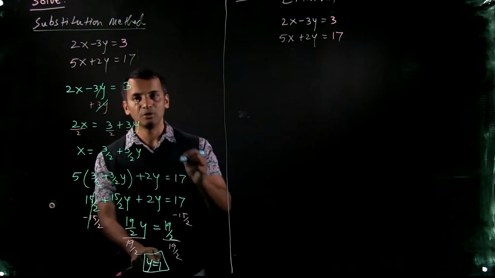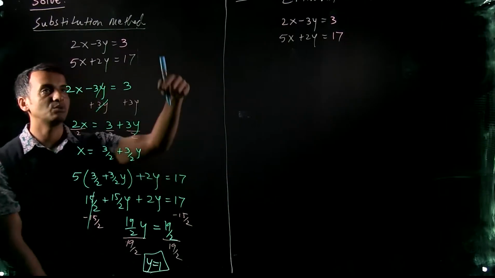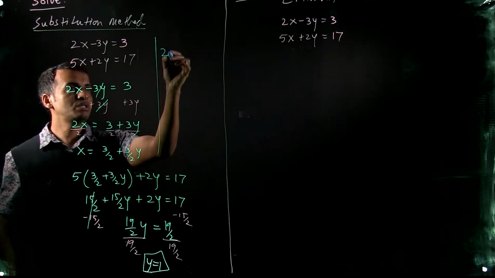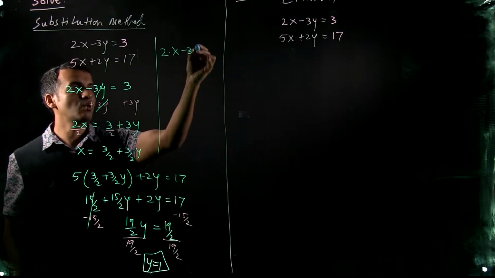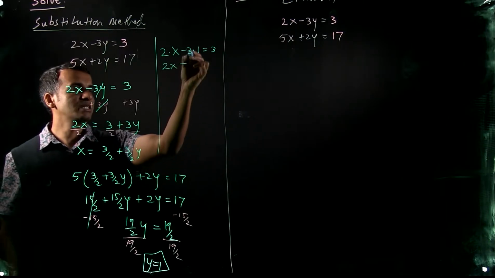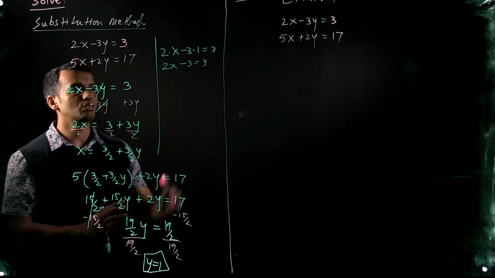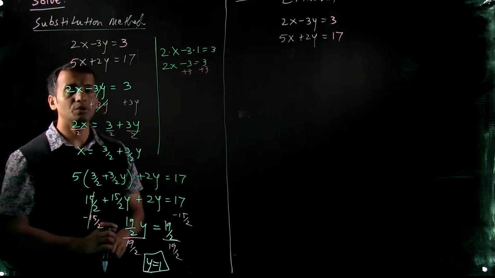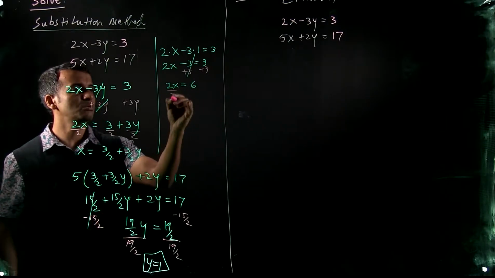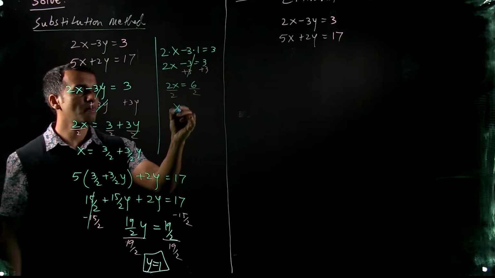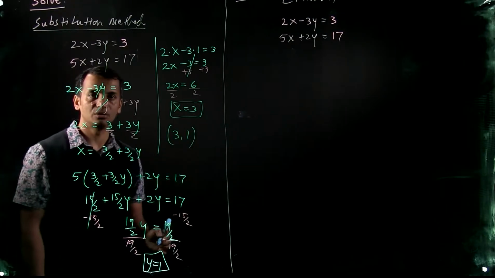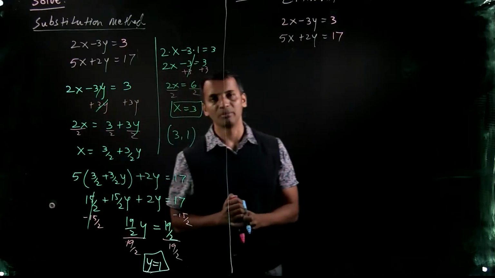Now how do I find x? You plug the y value, y equals 1, into any one of these two equations. Let me plug into the first equation. So you got 2 times x minus 3 times y, which is 1, equals 3. So 2x minus 3 equals 3. You add 3 on both sides, this will cancel, and 2x equals 6. Now you divide both sides by 2, you get x equals 3. So we got x is 3 and y is 1. That's the solution to this system of equations. So we are using the substitution method here.